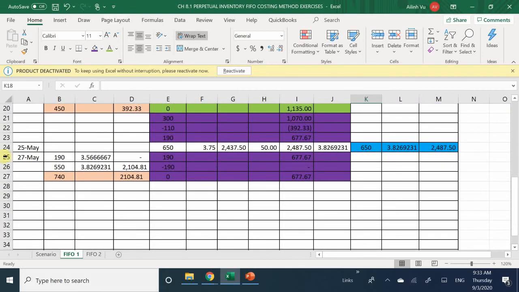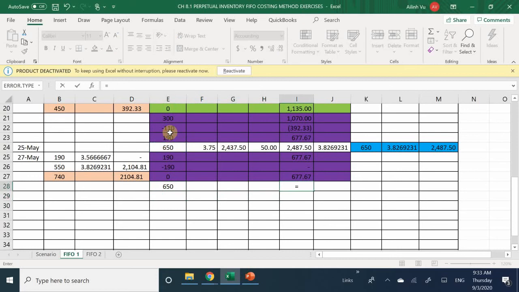Now I'm going to go ahead and bring down my second portion, which is the blue batch. Okay. And I'm going to copy down the total cost here. And I'm going to go ahead and subtract the 550 that I sold.